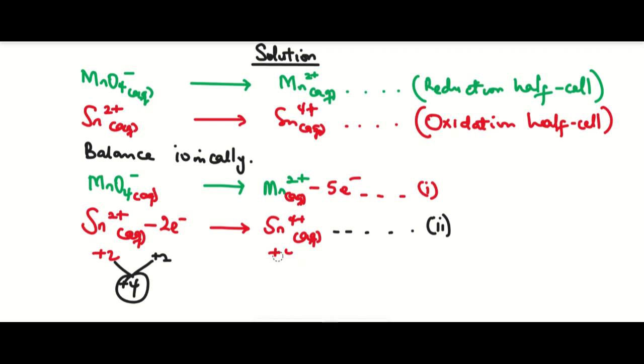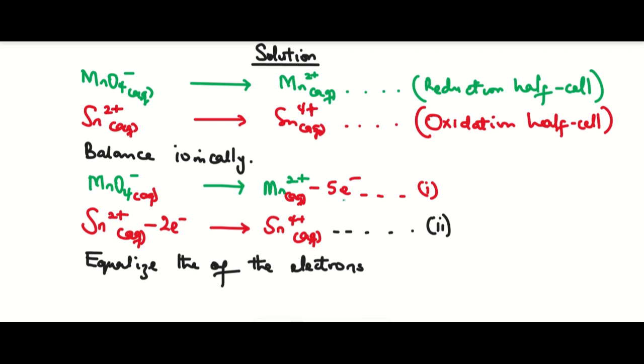So the next step is to equalize the coefficient of the electrons. To do that, multiply equation 1 by the coefficient of electrons in equation 2, and that will be times 2. And then multiply equation 2 by the coefficient of electrons in equation 1, and that will be multiplied by 5. Note that the value we are using to multiply applies to all the chemical species in that equation.